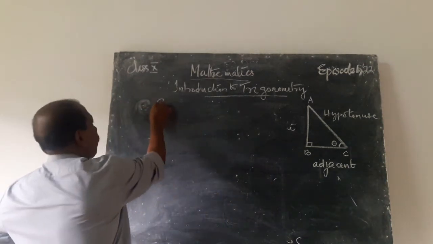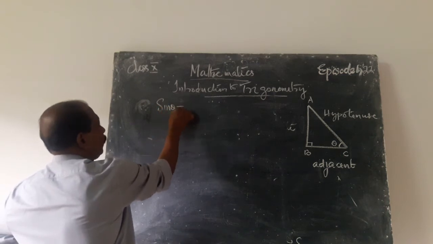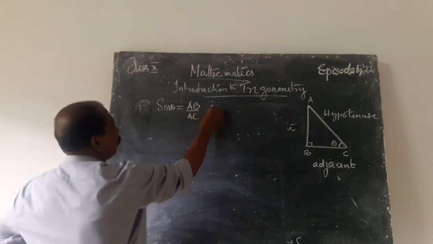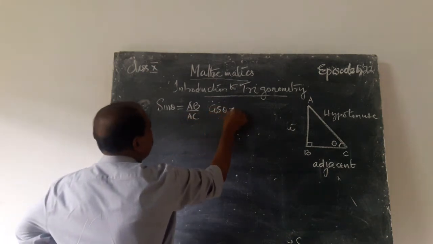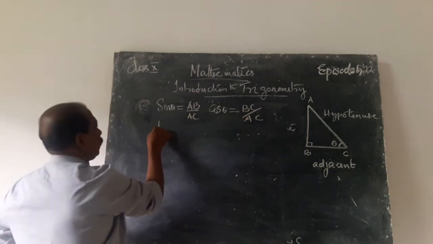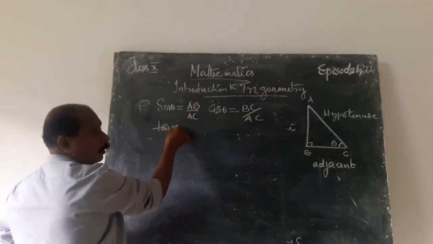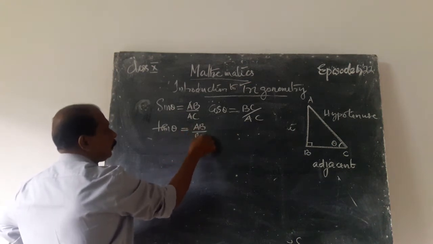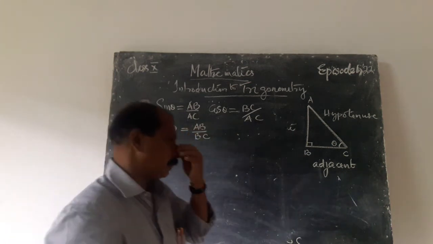What is sin theta? From figure it is AB by AC. Cos theta, that is BC by AC. And tan theta, that is tangent theta, that is equal to AB by BC. These are the basic trigonometric functions.